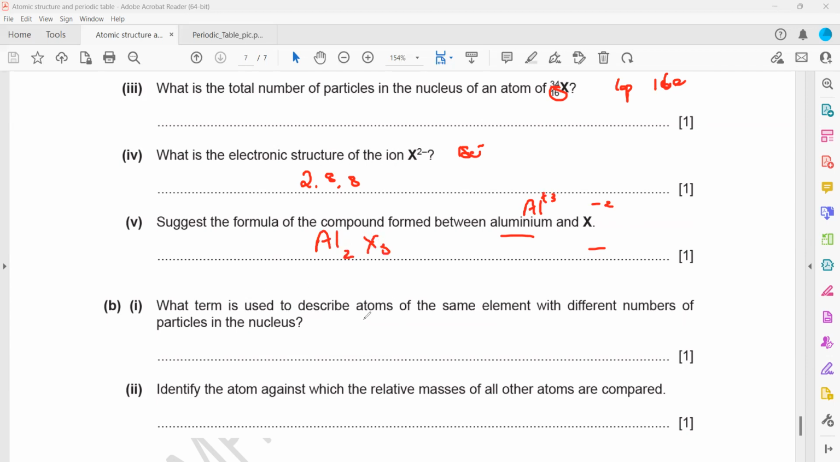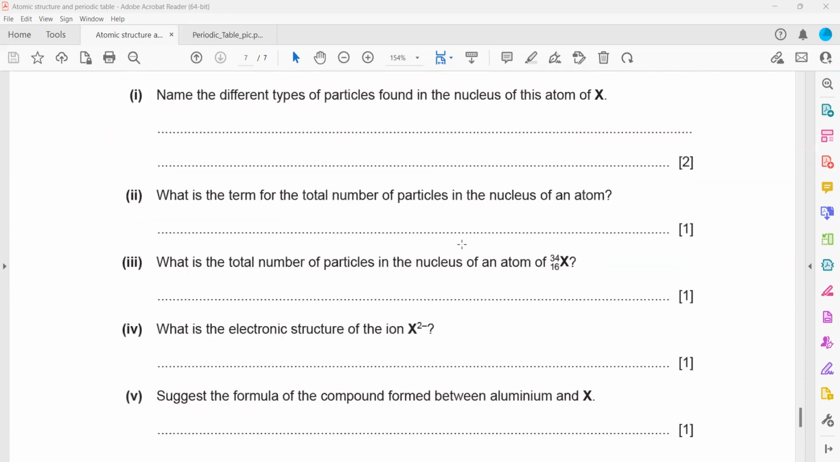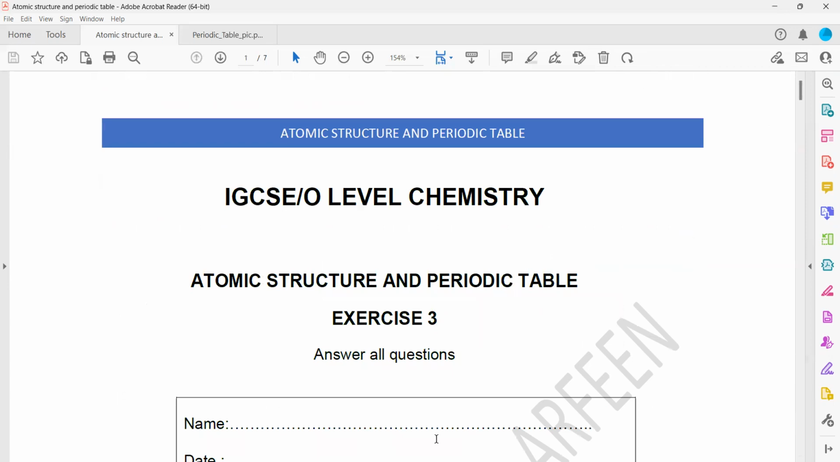And what is the term used to describe atoms of the same element with different nucleon numbers? So we call them isotopes. And identify the atom against which the relative mass is compared. They are always compared with carbon-12. That is the definition. The average mass of isotopes, or the mass of an atom, is always compared with carbon-12.